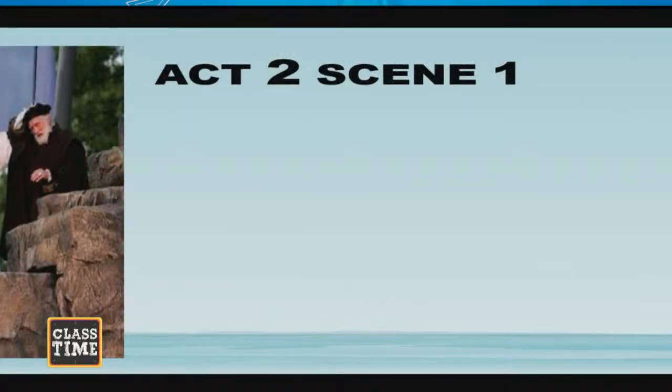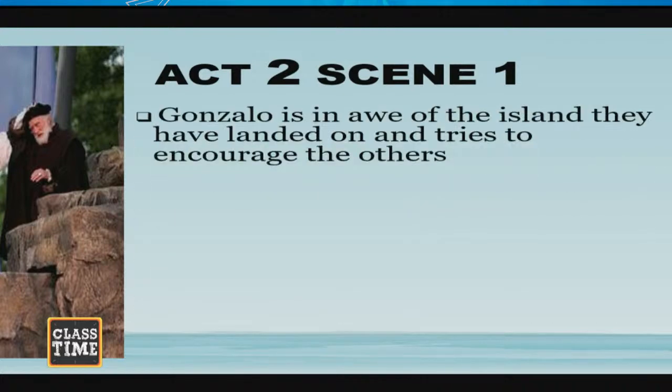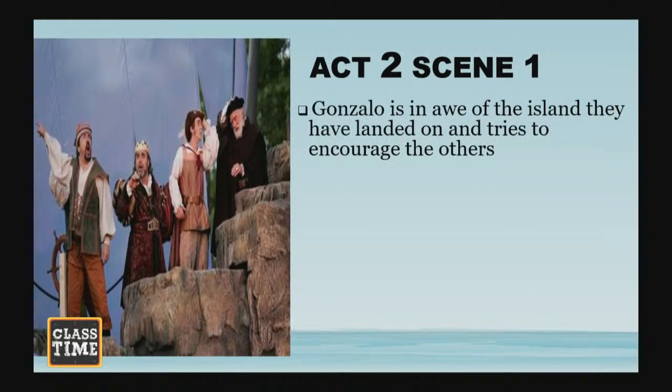We can look at another image from Act 2, Scene 1, where Gonzalo is in awe of the island as they have landed on it and tries to encourage the others. Do you remember that scene? He sees everything as beautiful and green, and he says that the clothes that they're wearing look like clothes that were just washed and laundered. Of course, the others could not see it. But Gonzalo, being the typical person who sees the good in everything, that's what he saw.